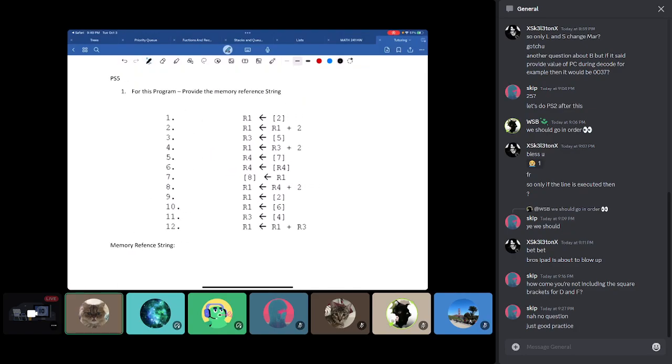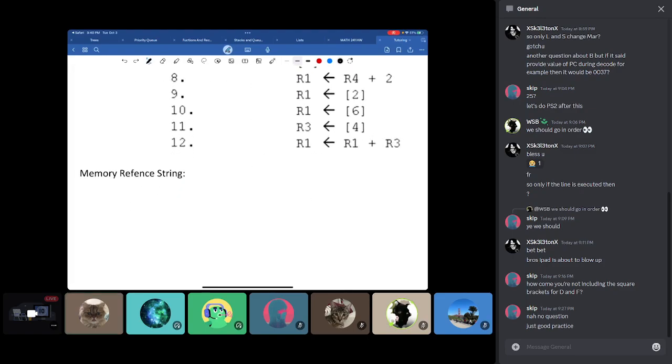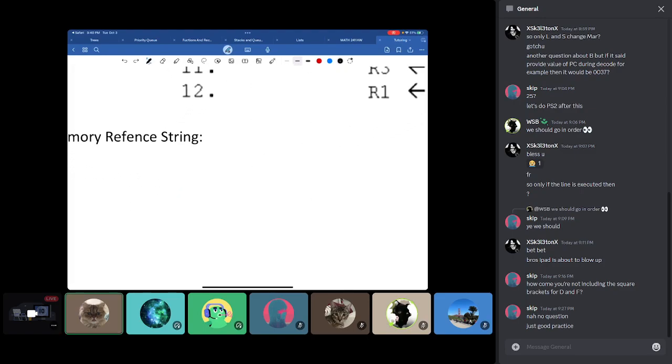Right? So remember, when we go to the mem stage, that is when we are going to add something to our memory reference string. That is whatever is in the MAR. You can think of it that way. So in the first part, we have a load which goes to the main memory with address 2. So in the memory reference string, we will put 2.